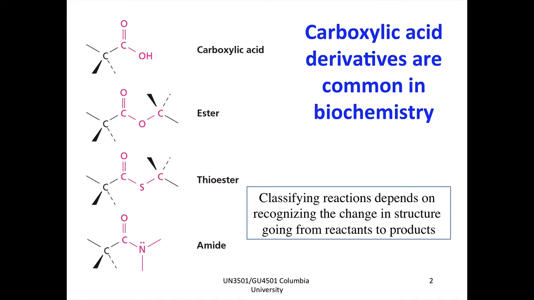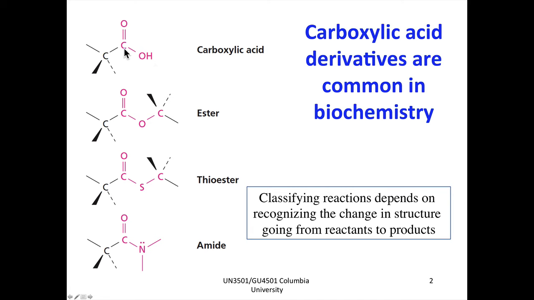Let's look at a simple example first of carboxylic acid derivatives, which are quite common in biochemistry. So carboxylic acids themselves have a carbon with a double bond to an oxygen. That's a carbonyl group. And then another oxygen and hydrogen. So we have this carboxylate functionality.